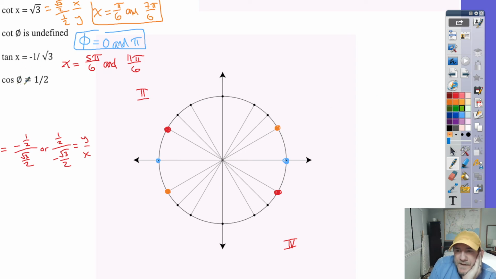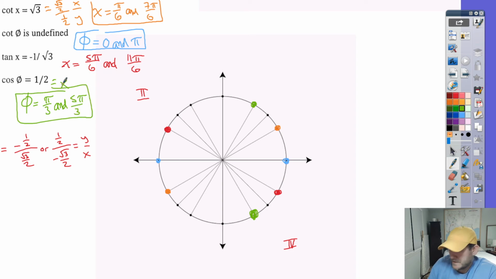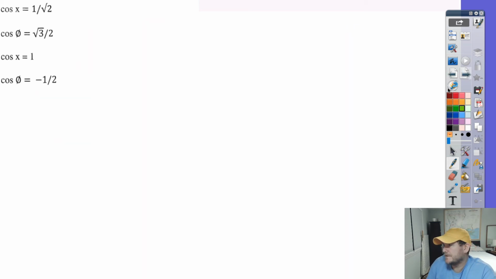And finally, for this one, cosine is just an x coordinate again. X is 1/2. Geez, where's x 1/2? 60 degrees. And if we're talking about x, then we do want to just be to the right of the y-axis. So the other position is right here. And that is pi over 3. Yeah, pi over 3 and 5 pi over 3. All right, we're up to 53. Getting there.